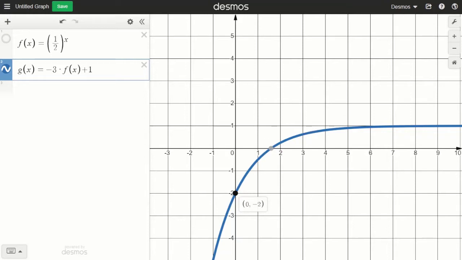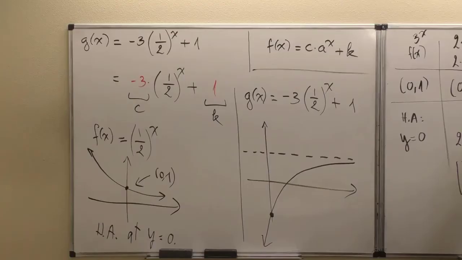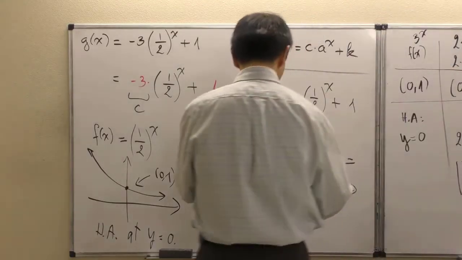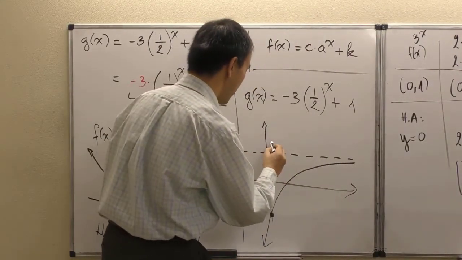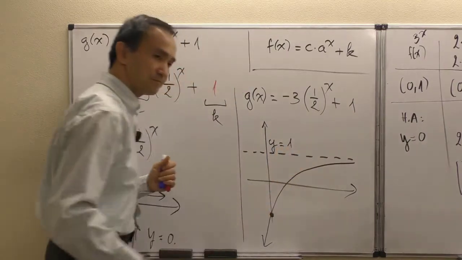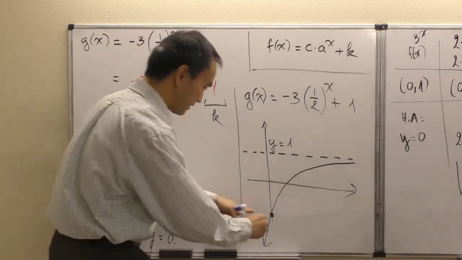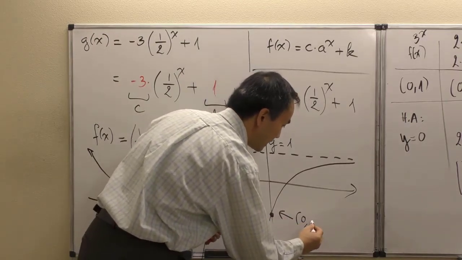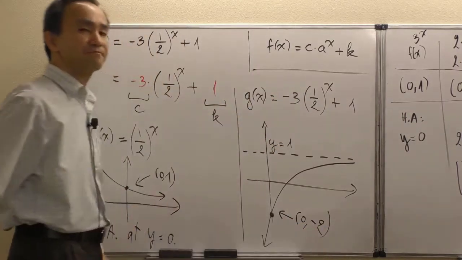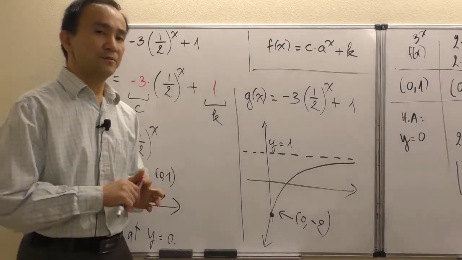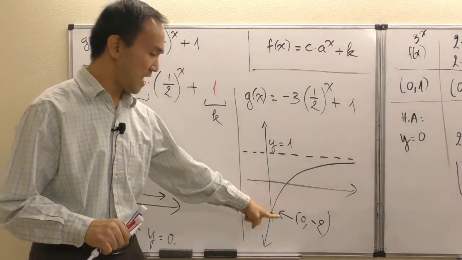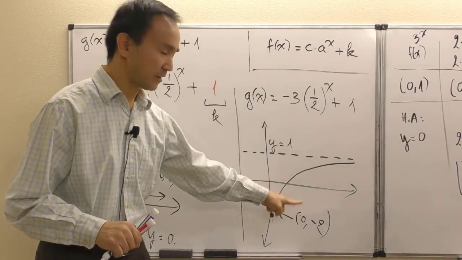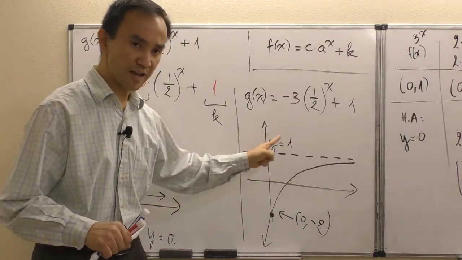Let's now record that down on our board. This horizontal asymptote is y equals 1. And then the y-intercept is happening at (0, -2). We're going to try to explain how we arrive at this, and how we arrive at that horizontal asymptote y equals 1.